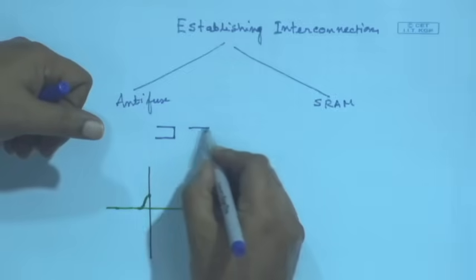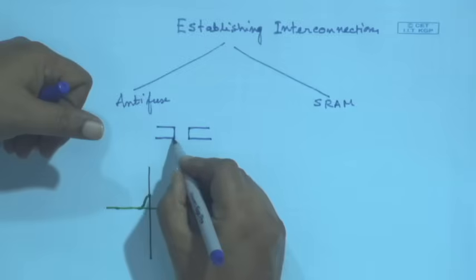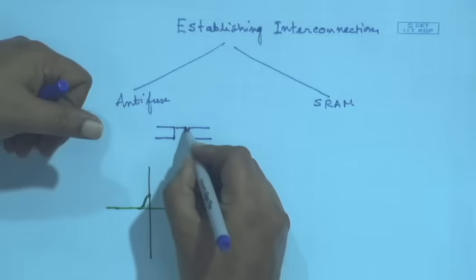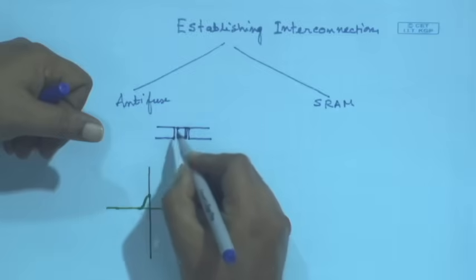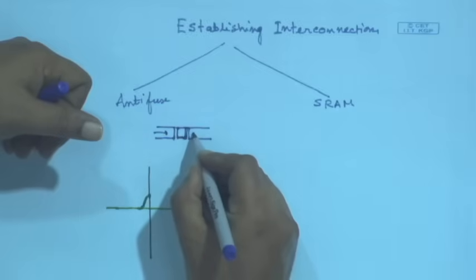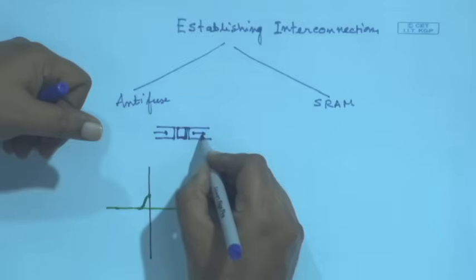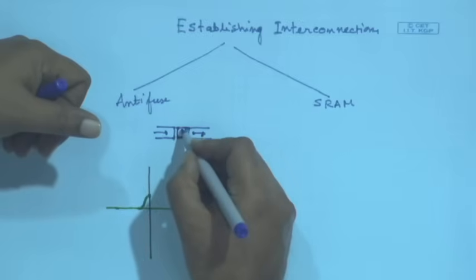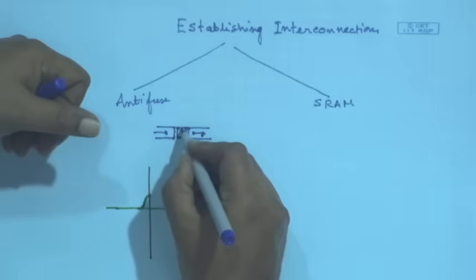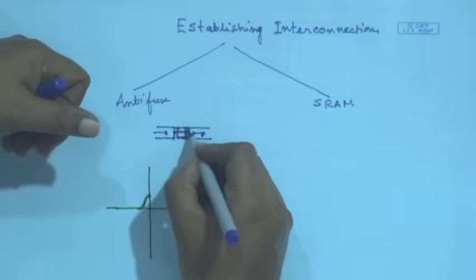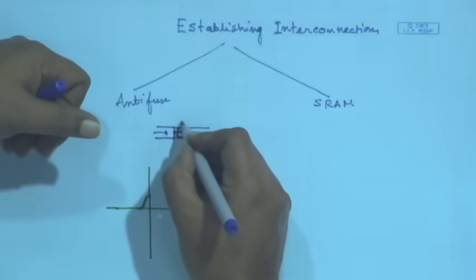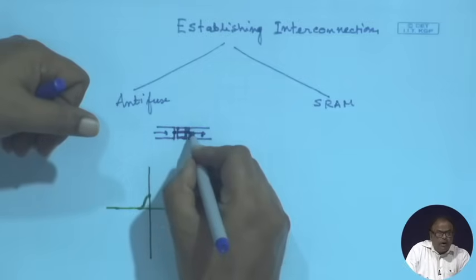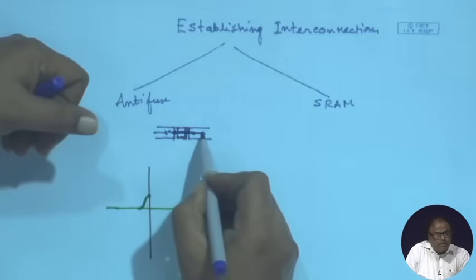So, I have got two pieces of conductor, and in between there is an insulator. Therefore, this part and this part are disconnected. Now, if I apply voltage, this insulator actually breaks down and this becomes conducting. Therefore, by applying suitable voltage, I can make it conduct and I can establish the connection between them.